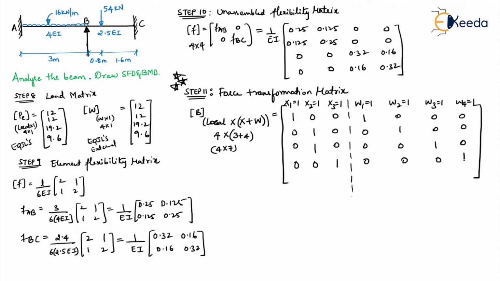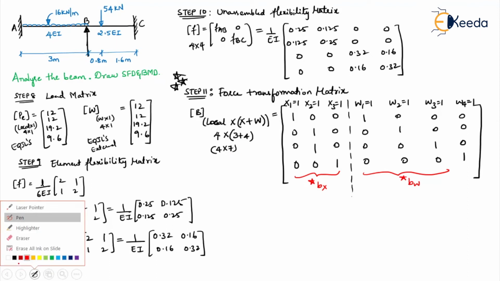When it has only moments, this is very easy to do, but if you get vertical reactions, it will be different. You have to be careful on that. So this is called Bx matrix and this is called Bw matrix. Okay, we'll need this further. Understood how to calculate your force transformation matrix?